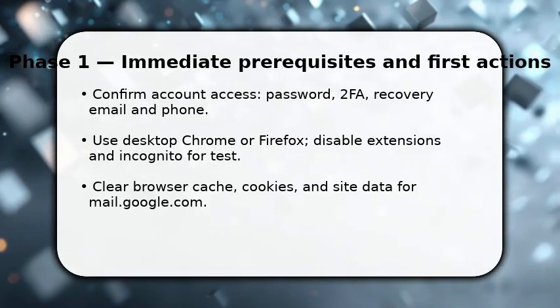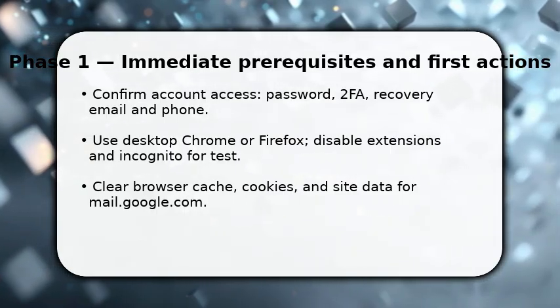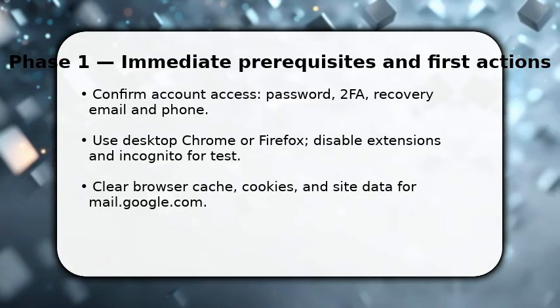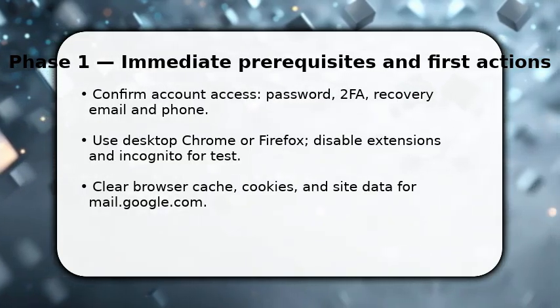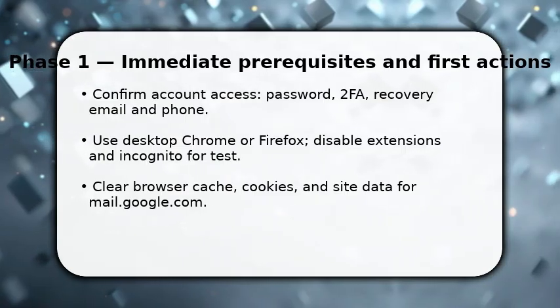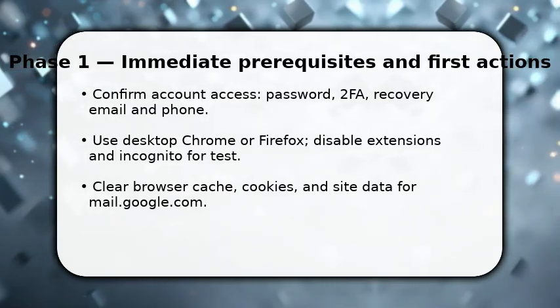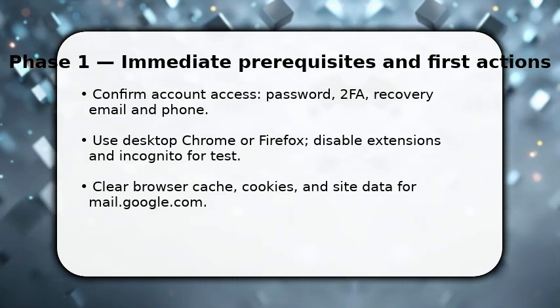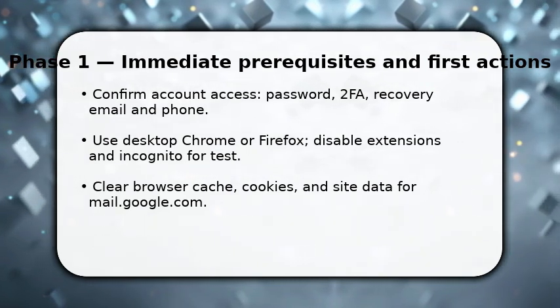Next, disable extensions or open a fresh incognito window to rule out add-ons. Make sure to clear cache and cookies for mail.google.com so stale, corrupted files aren't blocking requests. These steps remove common client-side blockers and prepare the environment for the deeper fixes that follow.